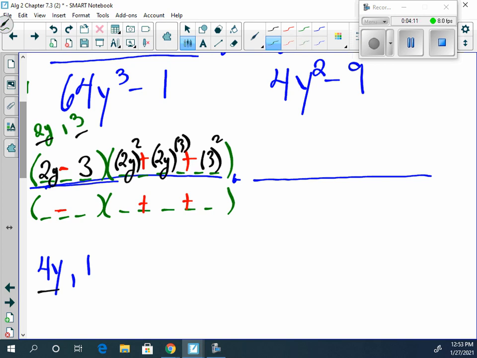Now the first term is 4y, so we'll have 4y, 4y squared, and 4y. For our other term, we have 1, so we'll have 1, 1, and 1 squared.